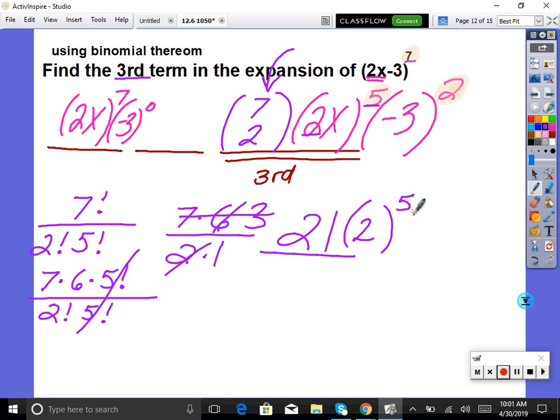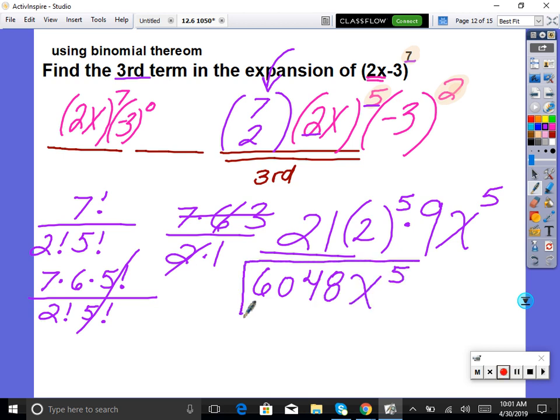And then we also have a times by a 9, and then times by x to the 5th. Wouldn't it make sense to put all the numbers in front? So tell me what the final answer here is. I don't need you to say thousands or anything, just for quickness' sake. 2, 6, 5, 4, whatever. 6048. So x to the 5th. Did anyone else get that? Okay, cool. So we're done.